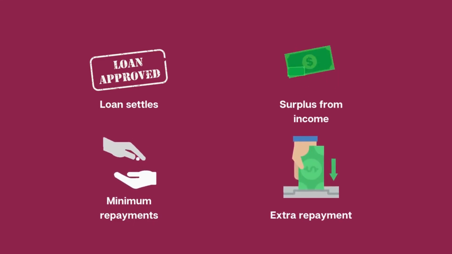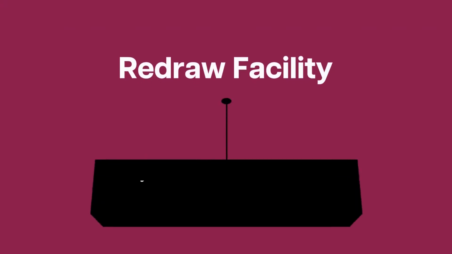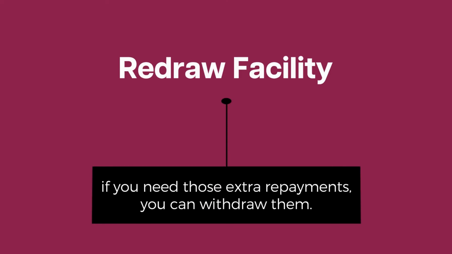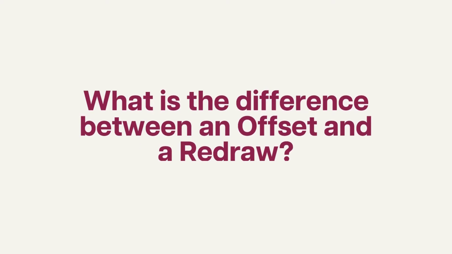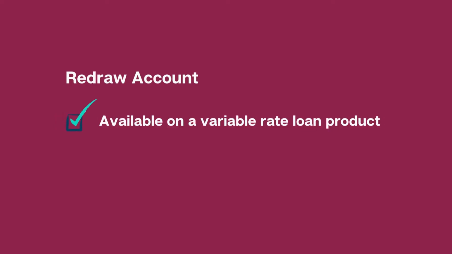At the end of the day, what makes you happy is seeing that loan balance coming down. The nice thing about redraw is if you need those extra repayments in the future, you can easily pull it out. So what's the difference between an offset and a redraw? A redraw is available on a variable rate loan product. You don't need to pay an annual fee to have a redraw account.